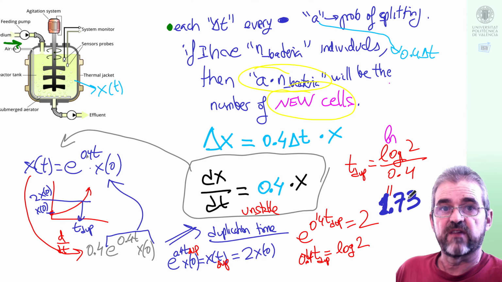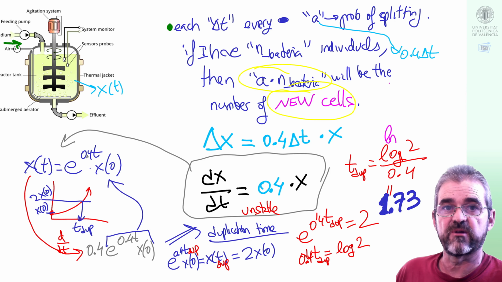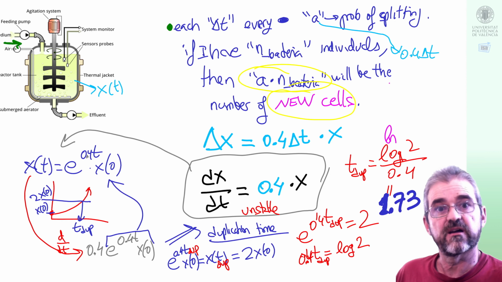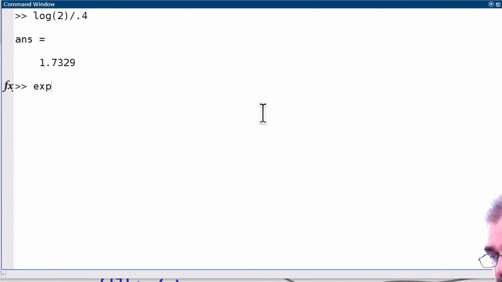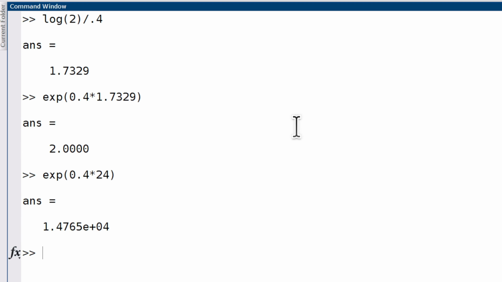So if I have 100 cells, then after a bit less than 2 hours, I will have 200. After another 1.73 hours elapse, I will have 400, then after 1.73 hours, 800, and so on. Of course, the exponential of 0.4 times 1.73 yields duplication, but if I put 24 hours, then the population multiplies by close to 15,000 times the initial population.